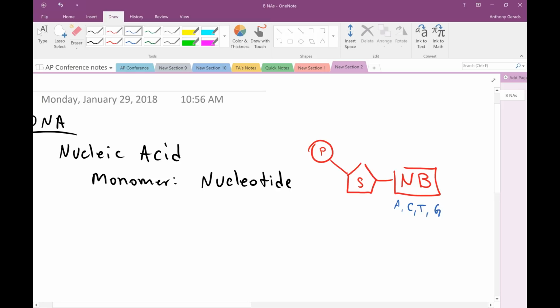Thank you. Okay, so there's 4 different things that can be there. For the phosphate, it's all the same. The sugar is going to depend on whether or not I'm looking at deoxyribonucleic acid or I'm looking at ribonucleic acid. If it's RNA, it's got a ribose sugar. If it's DNA, it's got a deoxyribose sugar.